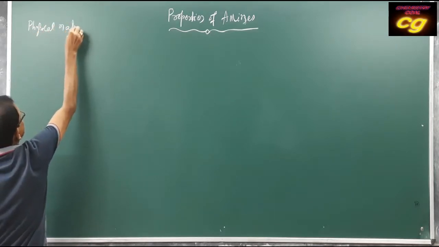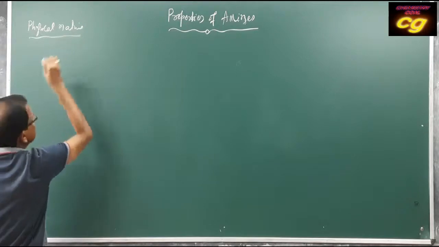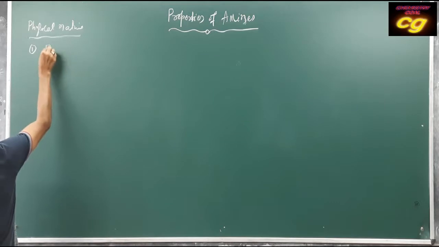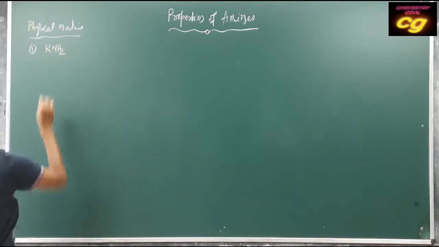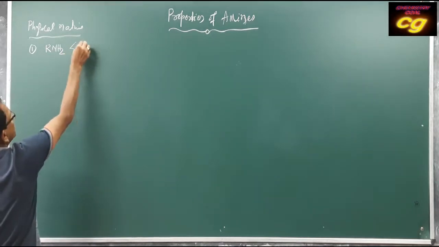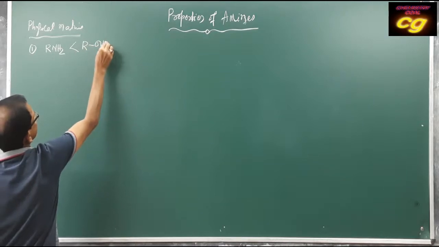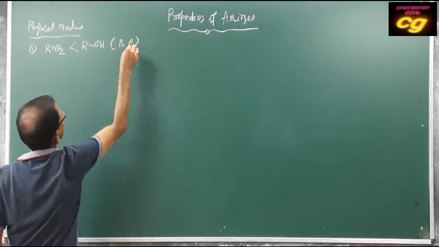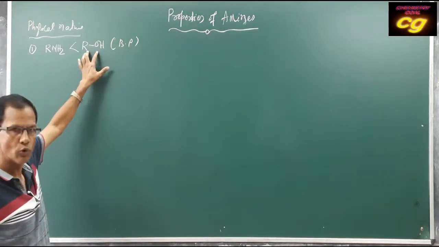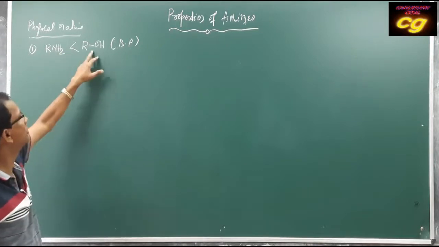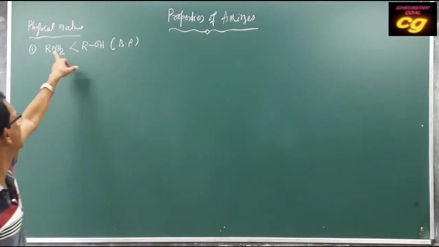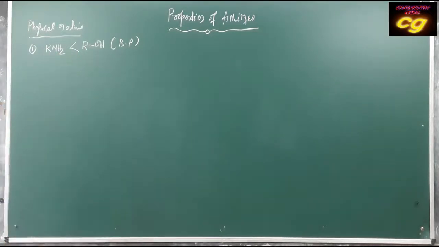Physical nature. If you see the physical properties, amines generally have a lower boiling point than alcohol, because oxygen is more electronegative. That's why ROH is more polar than amines, and the intermolecular hydrogen bond is stronger in the case of alcohol. That's why alcohol has a higher boiling point than amines.